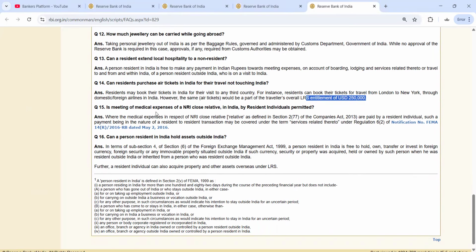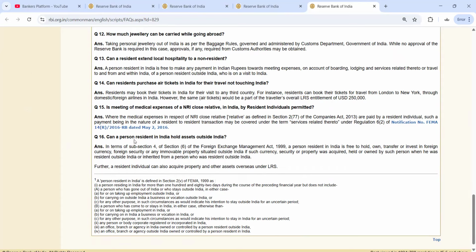Is meeting medical expenses of an NRI close relative in India by a resident individual permitted? Where medical expenses in respect of an NRI close relative, where relative is defined in section 2(77) of the Companies Act, are paid by a resident individual, such payment, being in the nature of a resident to resident transaction, may be covered under the term services related. Okay. So that has nothing to do with FEMA.